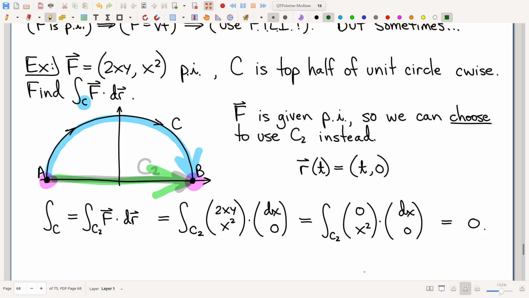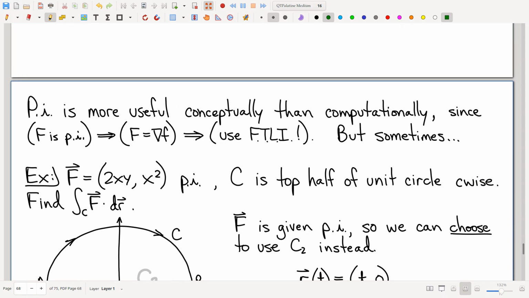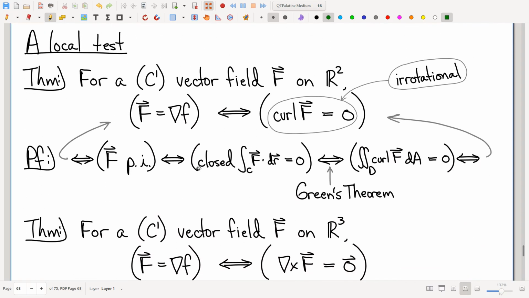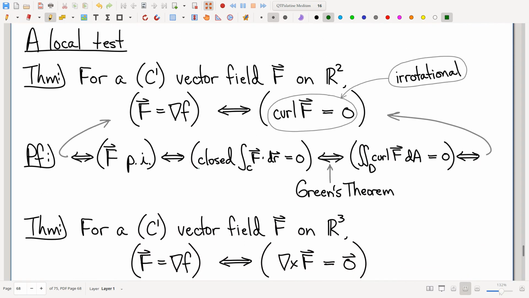Okay. So every so often, yes, you can use path independence for a direct computational purpose. It's not really the point. The point is it's a really important, conceptually valuable idea. Okay, now here's a cool argument. It's what I like to call a local test. Actually, I think the book calls it this, and I just like that the book calls it this, so let's put credit where credit's due.